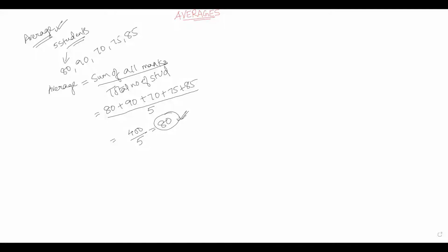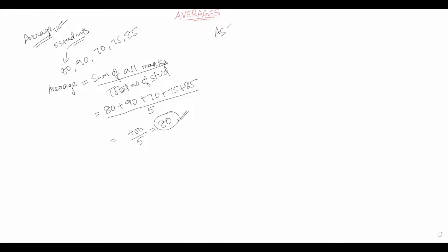So in this way, we can calculate the average, which is nothing but sum of all the items in the group upon the number of items in the group. Also, we can see that the average 80 lies between the highest number 90 and the lowest number 70. So it would be always true, that is, the average will always lie between the highest and the lowest number in the group.